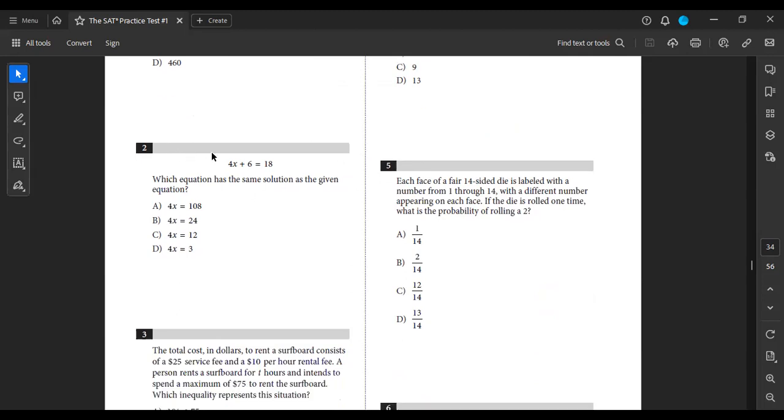Jerome. All right, so which equation has the same solution as a given equation? All right, so we have this, and the first thing that comes to my mind is simplifying this, right? This whole equation can be divided by 2. So we can have 2x3 is equal to 9. But looking at the solutions, I don't think we have to do that.